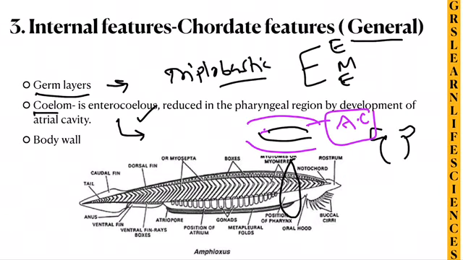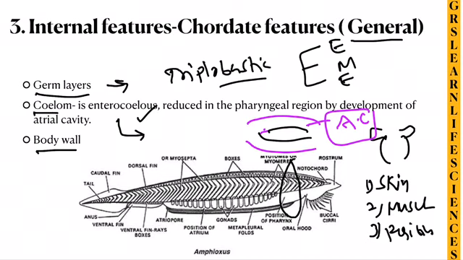Next, coming to the body wall. So the body wall is formed by three parts. One is the skin, and the second one is the muscles, and the third one is the peritoneum. So the skin is present on the body, and it secretes the mucus. It is formed by a single layered epidermis and the basement membrane.